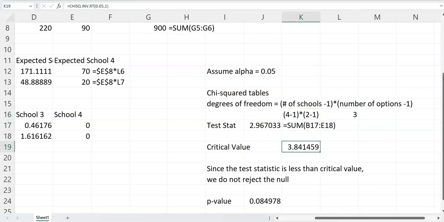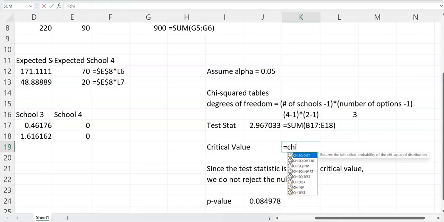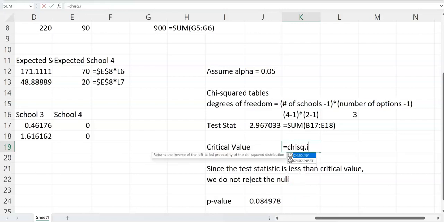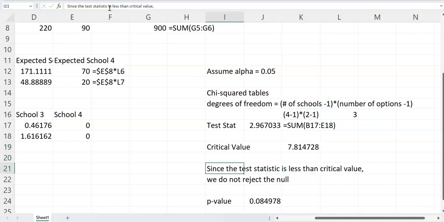Now we have to find the critical value, so it would be chi squared dot inv dot rt. Let's say our alpha is 0.05 and our degrees of freedom, let me see if I can use this. I cannot use that, so I have to actually type it out. So I get 7.81. And since now we can also see that the test statistic is less than the critical value, so we do not reject the null.